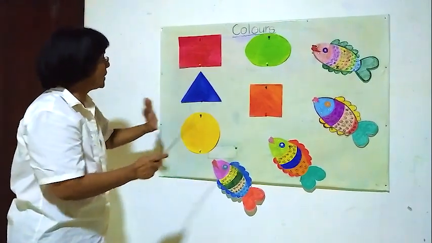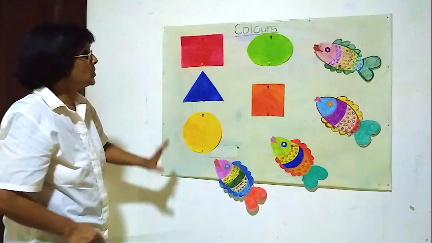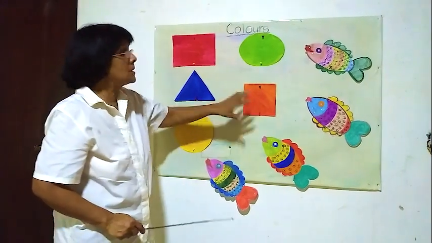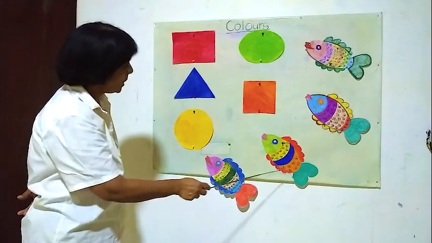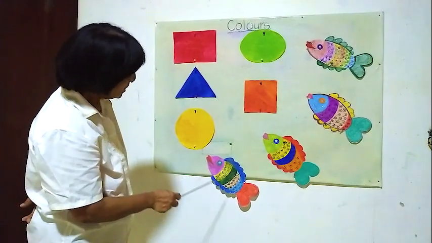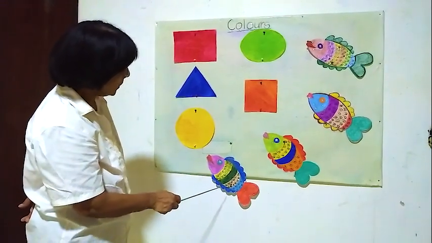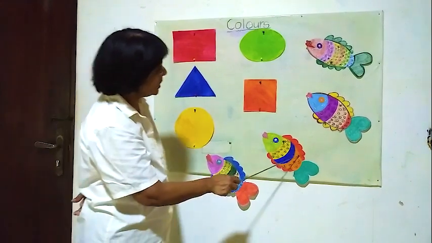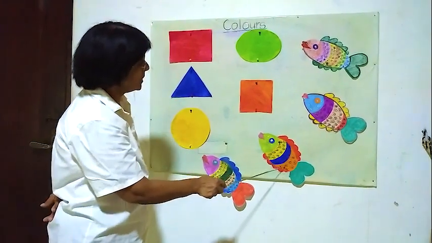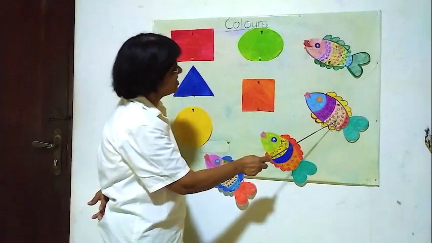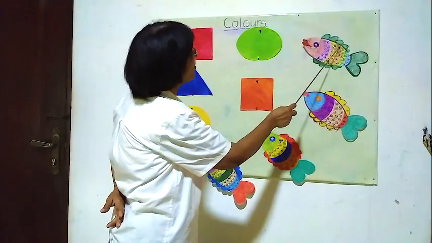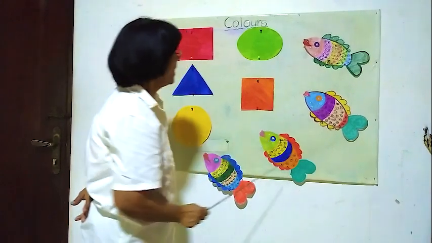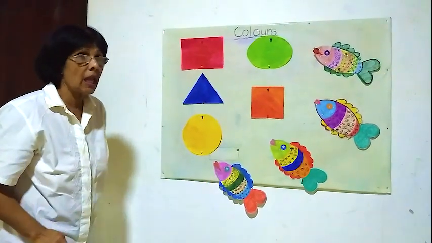Here blue we finished. Yellow we finished. Our new color is, what's the color? Orange. Here orange. Now this fish, here light orange. Now here orange color. Here orange. Now this light orange. Now here orange. Okay.